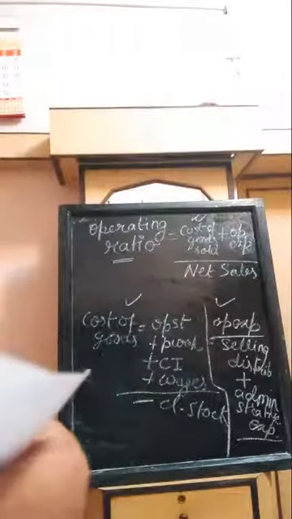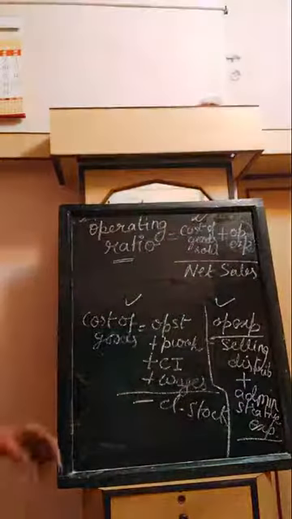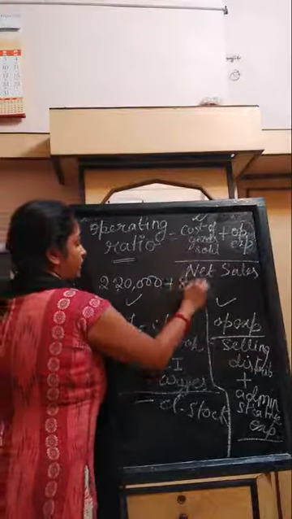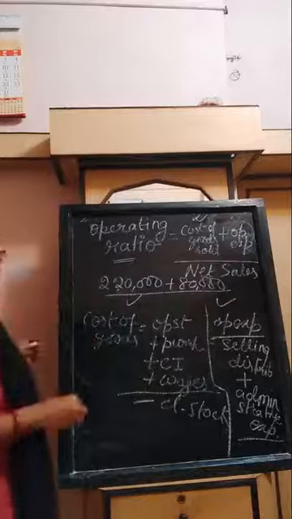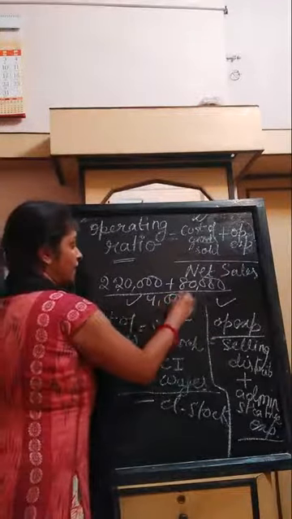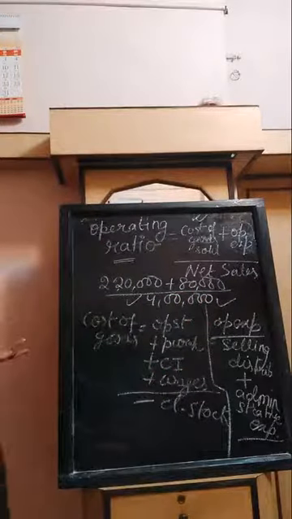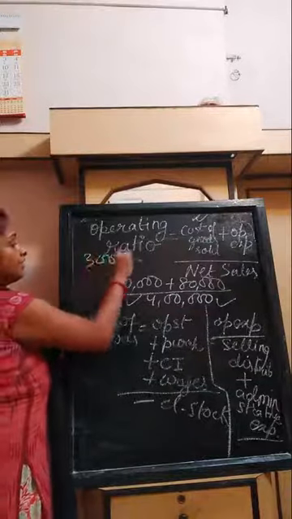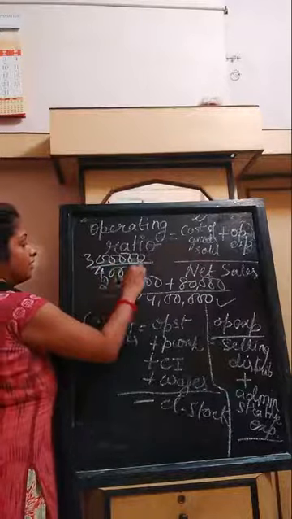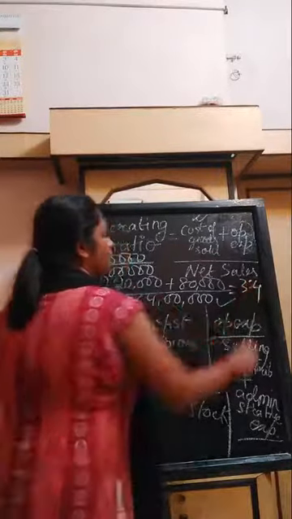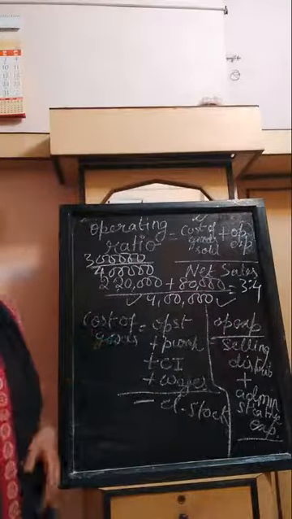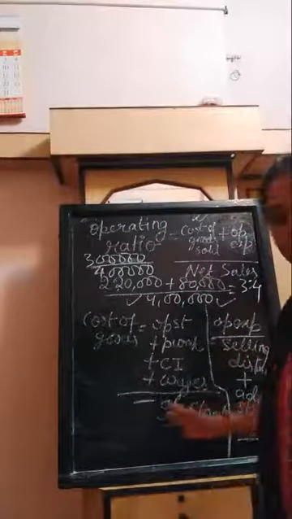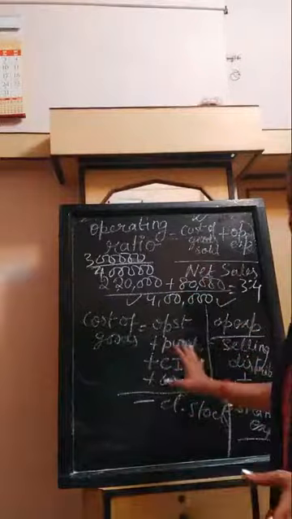Suppose the cost of goods sold is 2,20,000 and operating expense is 80,000 and net sales is 4 lakh. Then what you are getting? The ratio as 3 lakh divided by 4 lakh, which means 3:4. Operating ratio is coming 3:4. In this way, if any sums come and you are asked to find out the operating ratio, you will apply this formula. It's very easy. Applying the formula in this way, you will simply find out the ratio.